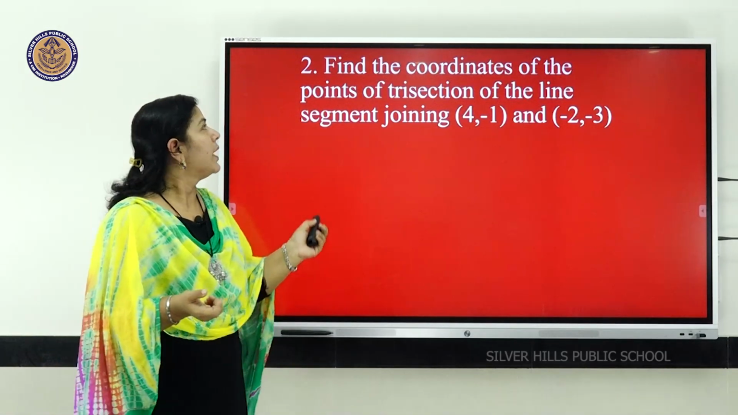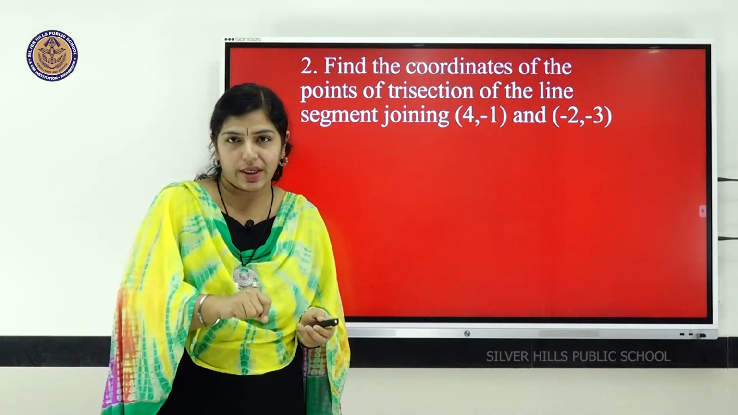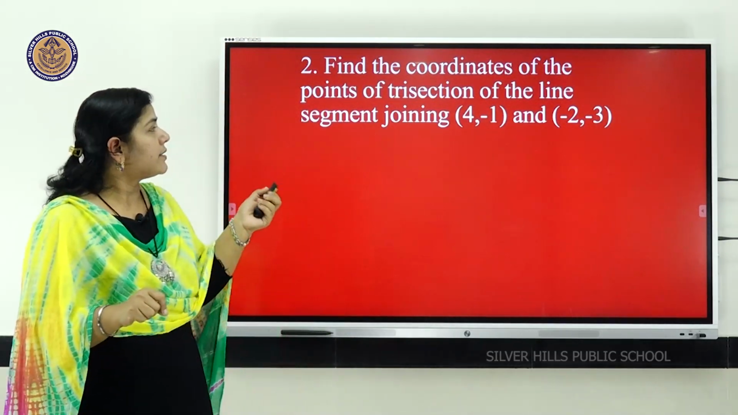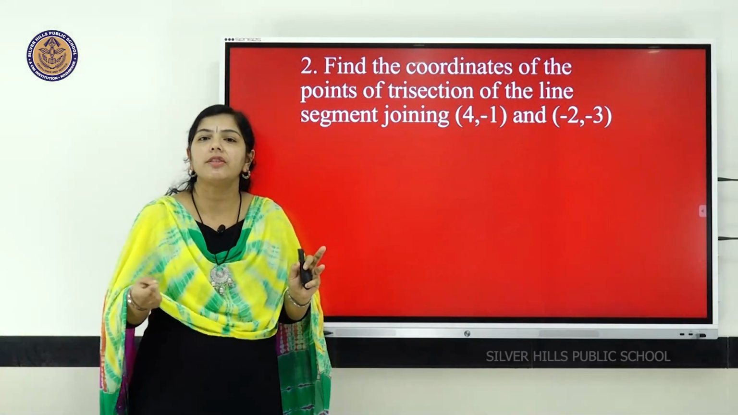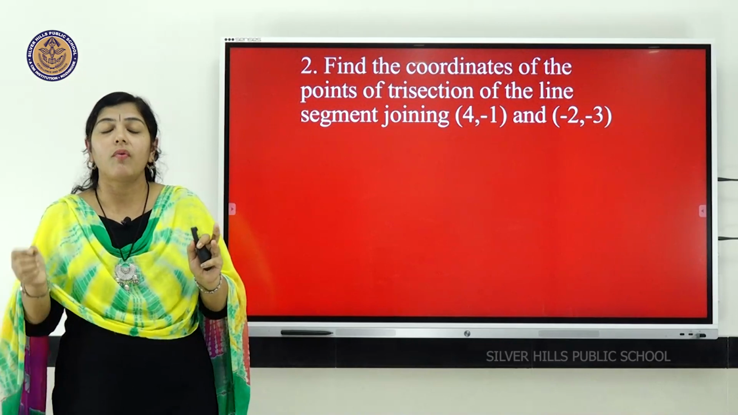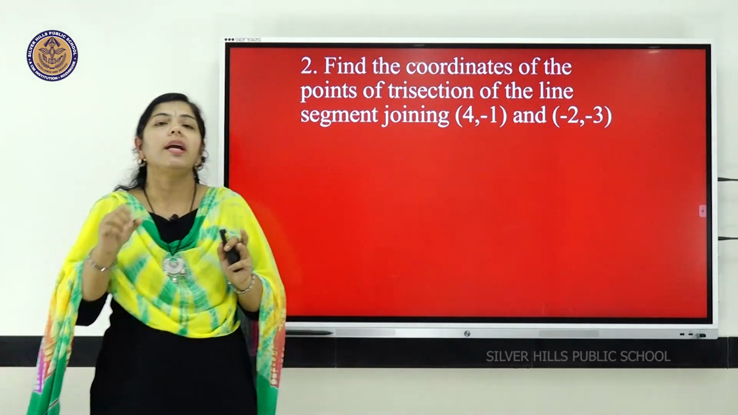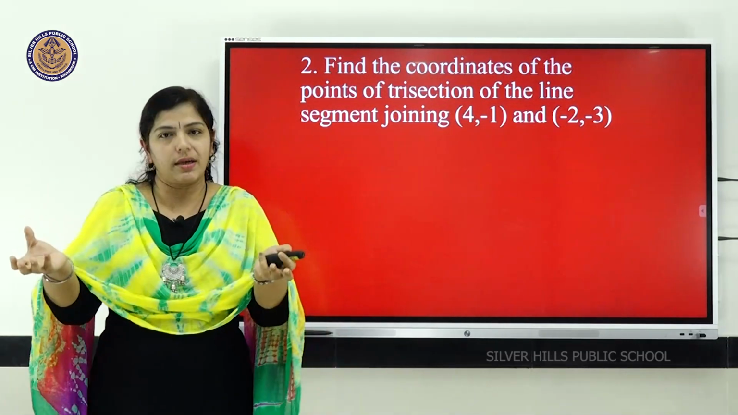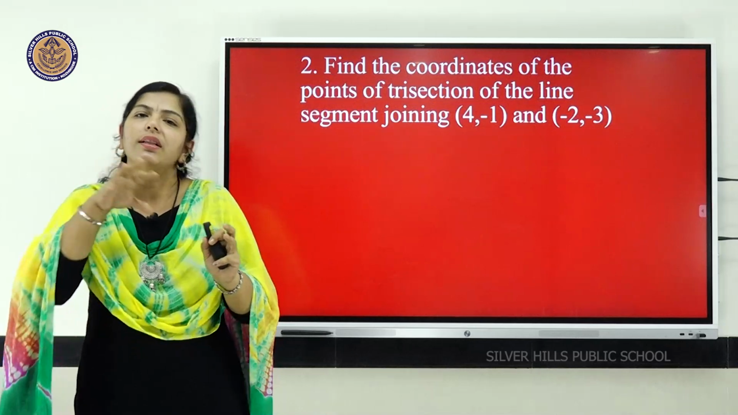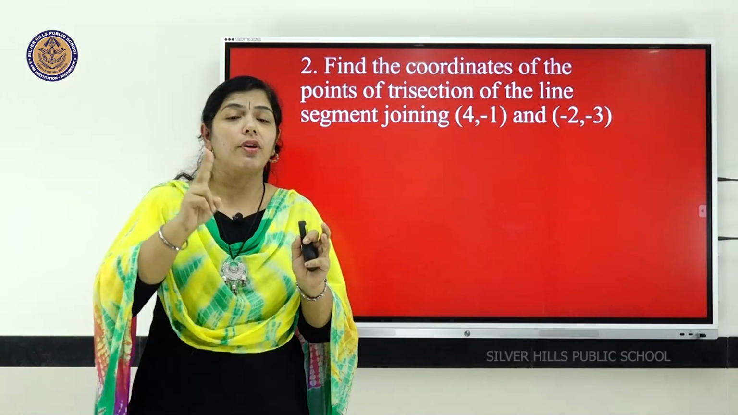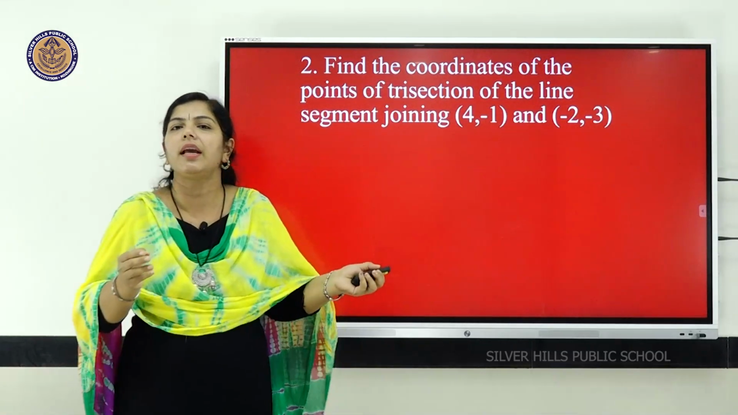Okay. So, let us consider one more example. Next example: find the coordinates of the points of trisection of the line segment joining (4, minus 1) and (minus 2, minus 3). What do you mean by trisection? Bisection means, we know, it is divided into 2 equal parts. So, trisection means it is divided into 3 equal parts. Tri means 3.